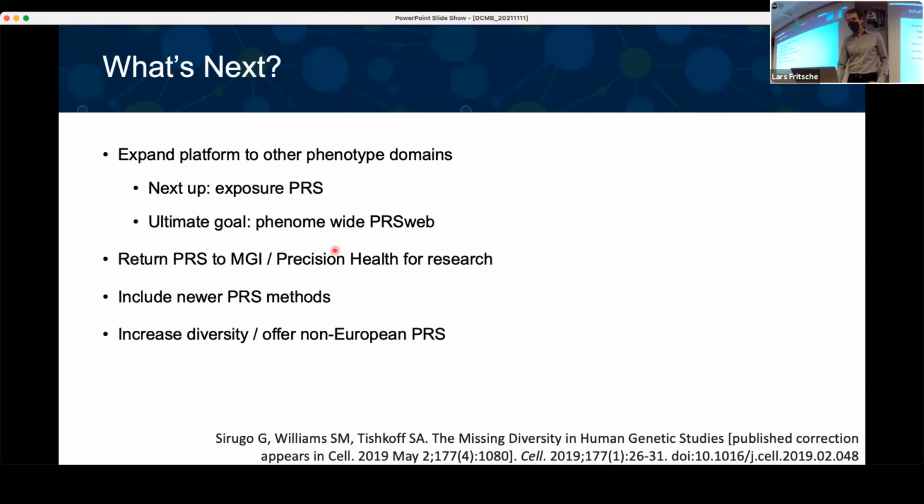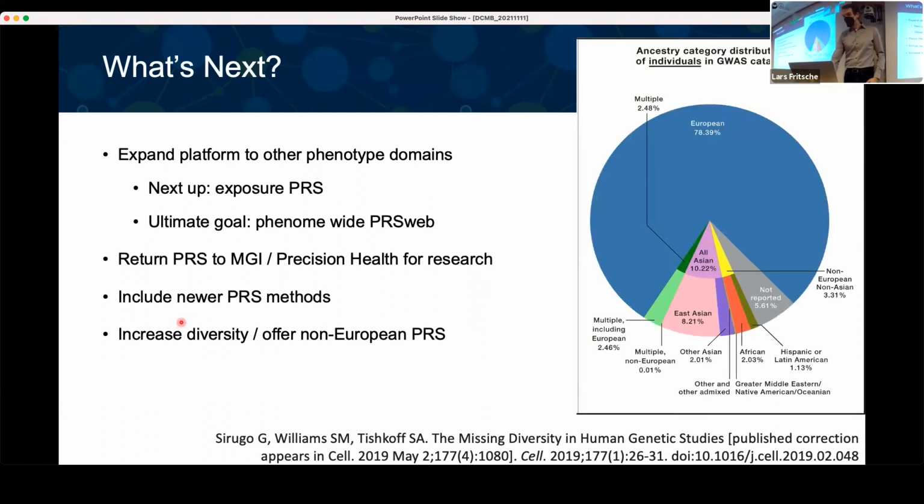And that's why we think exposure PRSs are relevant for the community. We are using MGI, and so many researchers are by now using MGI, and so we want to return those PRS we generated. Sometimes it takes a long time to condense 1 million SNPs into one score. And so we have those numbers, we can directly share them with Precision Health, and so they can make them available for other researchers. Of course, we want to try new PRS methods, and ideally we want to increase diversity, offer also non-European PRS.